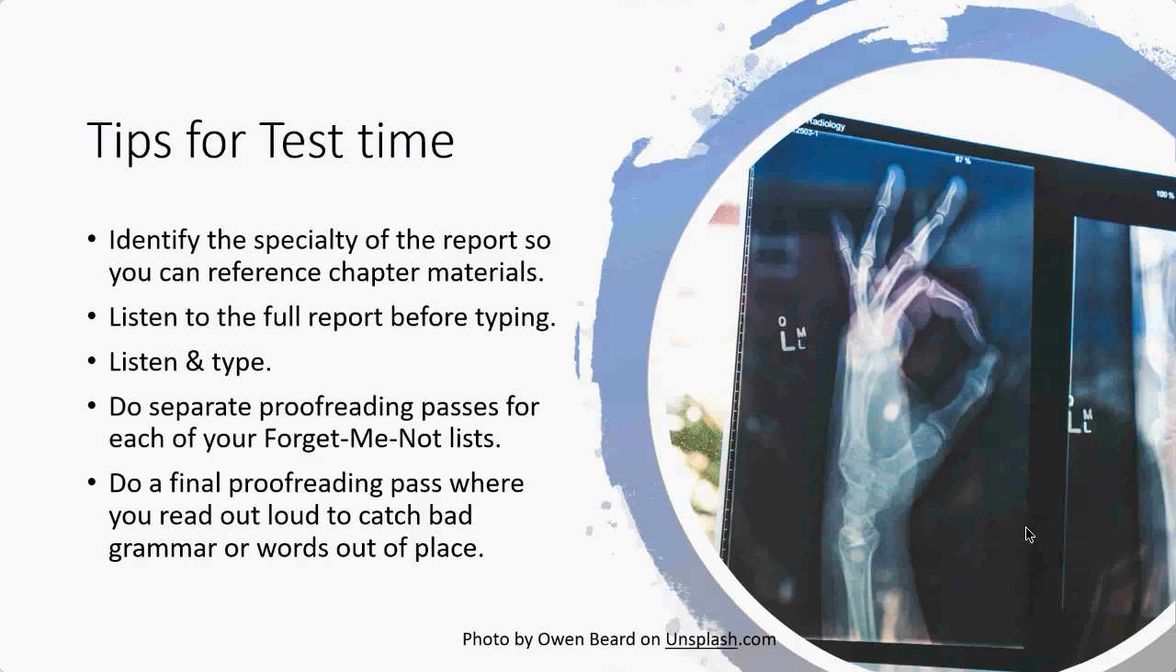So then you can take each report one by one, do a typing pass, followed by several proofreading passes. Yes, several. These reports are worth a lot of your mark. Depending on which exam you're taking, it's 2.5% to 6% of your final grade for each report. It's a lot. So what I like to do was go through and do a proofreading pass for abbreviations, a separate pass for medical terms, labs, all those forget-me-not lists that we just went through. Separate passes for those will really help you look and spot anything that's out of place.